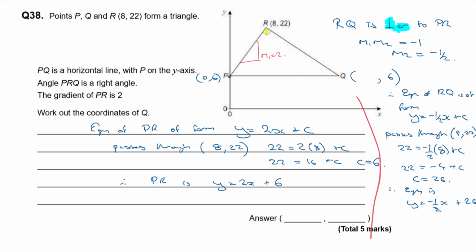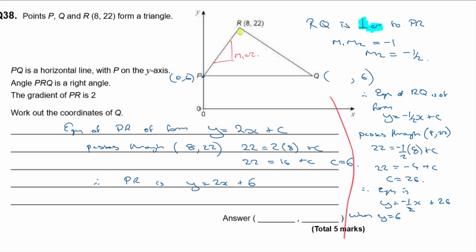Okay, so now we're almost done because we know what the y coordinate is and we know everything else about the equation now. So when y is equal to 6, because we know it has to be 6, subbing that in, that's going to give me 6 is equal to minus 1/2 x plus 26.